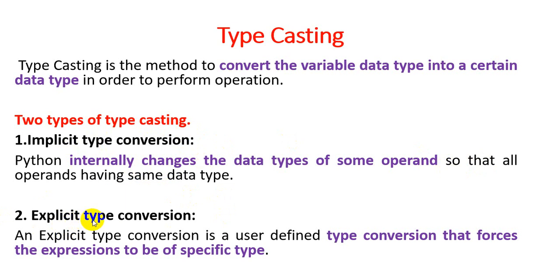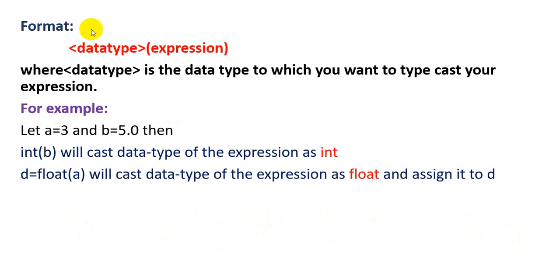Next one is explicit type conversion. Explicit type conversion is a user-defined type conversion that forces the expression to be of a specific type. So this is the syntax for the explicit type conversion. You have to mention the data type followed by the expression. The data type is mentioned outside and the expression should be given in parentheses. The data type is any data type of Python to which you want to typecast your expression.